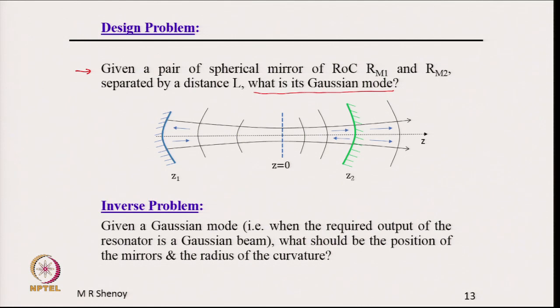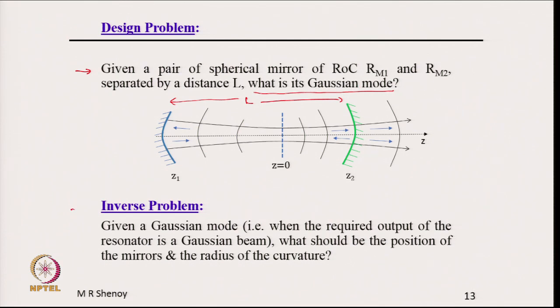Given resonator means a mirror of radius of curvature R m 1 is given, R m 2 is given, and the separation L is given. That is a given resonator. For a given resonator, what is the Gaussian mode?